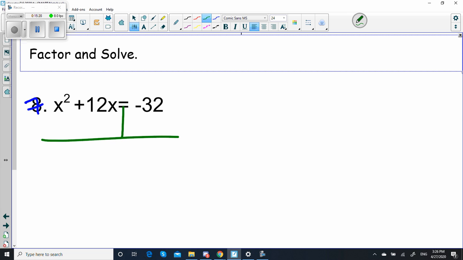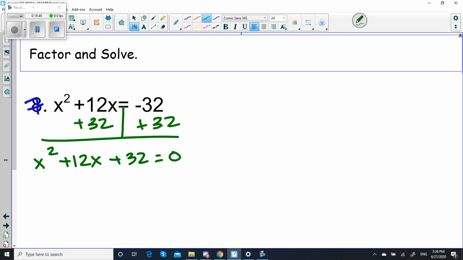All right, so we're going to move the minus 32. The opposite of minus or negative 32 is positive 32. Remember, you cannot add 12x and 32 because 12 has an x and 32 doesn't. So you're just going to list them in standard form. X squared plus 12x plus 32 equals 0. That's the form that we wanted in. So now we're looking for factors of 32 that give us 12.